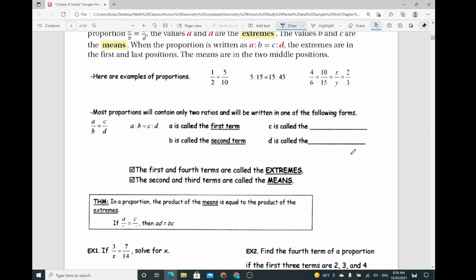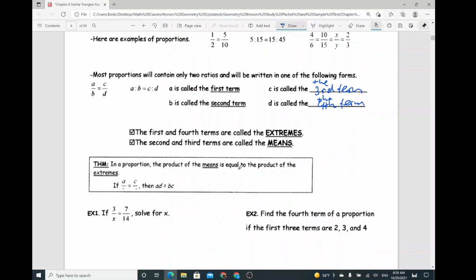Most proportions contain only two ratios and will be written in one of the following forms: a over b equals c over d, or it could be written with the colon. a is called the first term, b is called the second term, c is called the third term, and d is called the fourth term. So the first and the fourth terms are called the extremes. The second and the third terms are called the means.